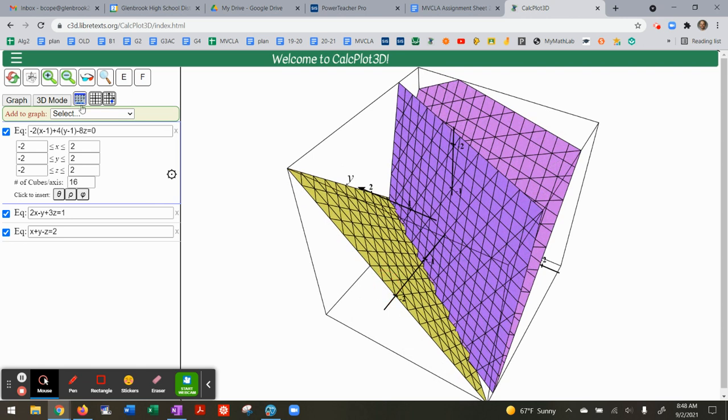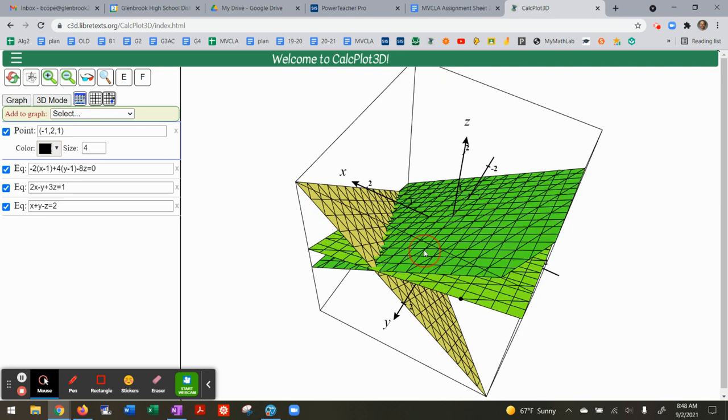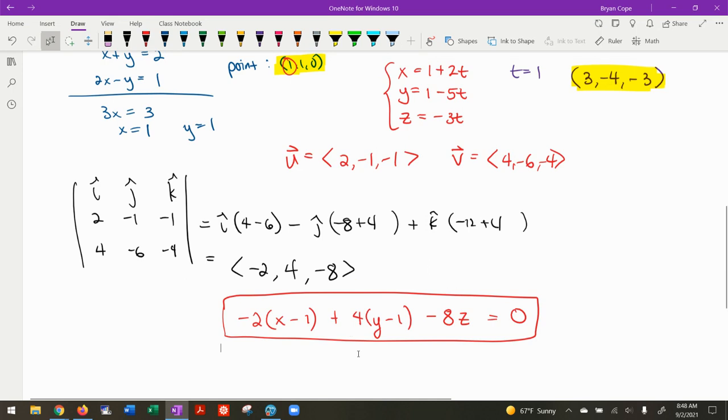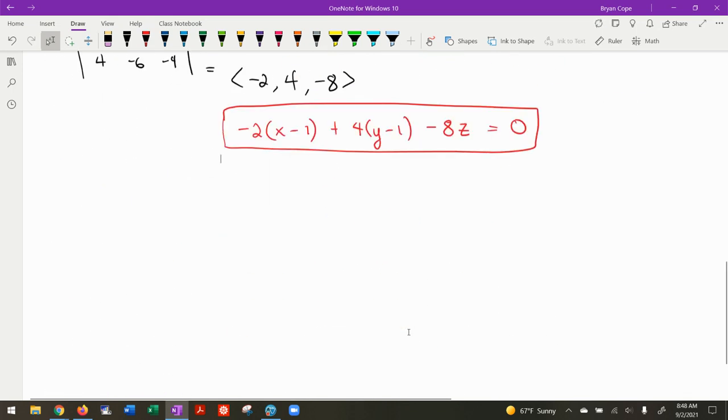Let's also make sure that it contains the given point. So I'm going to plot the point that was given, and it was -1, 2, 1. Let's confirm that it's on that plane. There it is. It's on the plane that we devised. Okay, we did it. So that's confirmation that we did it right. All right, next problem is 62.